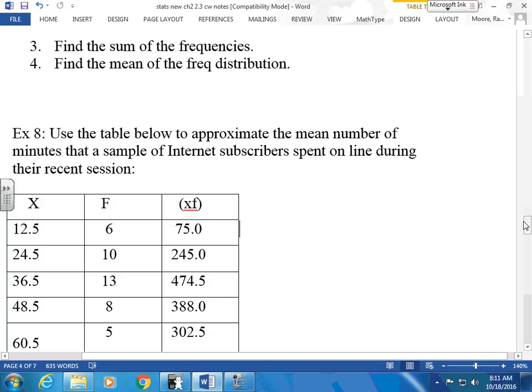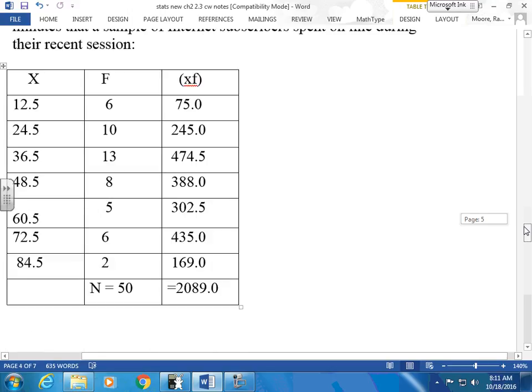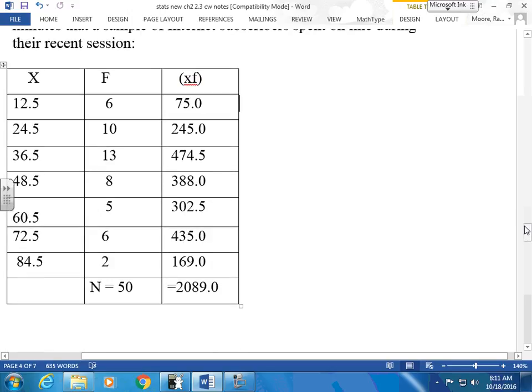Alright, so take a look at number 8. Here's your class midpoint. We use the class midpoint for this. Okay? They don't show you the frequency there, but they use the midpoint. They summed up all the frequencies. If you do this by hand, you have to do the same thing that your calculator does. You have to multiply these in here.